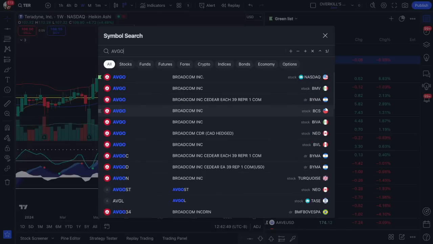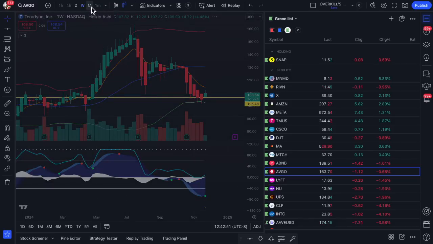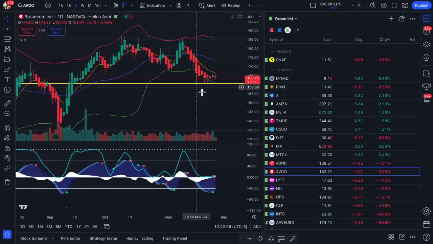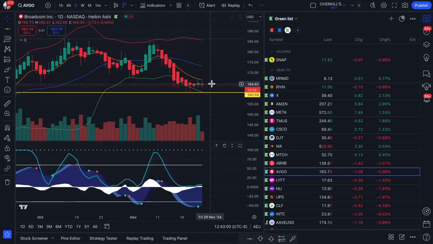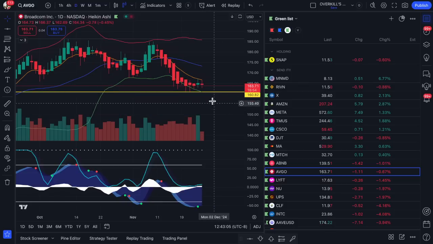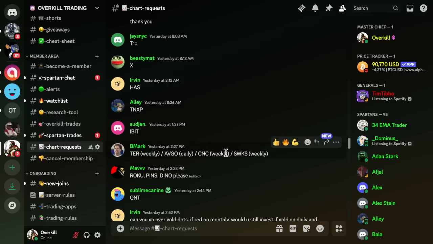AVGO. This is Broadcom. Broadcom's still green on the monthly. Did it pump today? No, it did not. So it had the green doji and the green dot yesterday. Again, our stop loss on that trade is right here at 160. If it breaks 160, we're going to have to sell that name. Or if you get a red dot, we're going to have to sell that name. So the trade is still on, but 160 is the stop loss on AVGO. The target would be up here at about 185 on the trade.